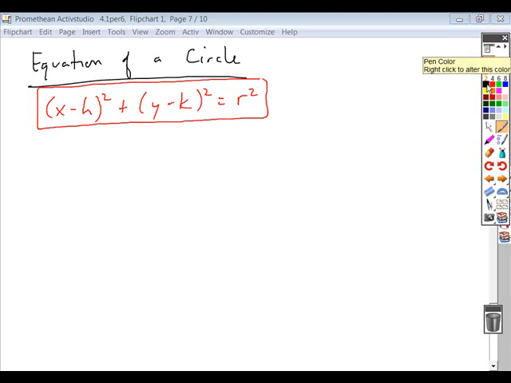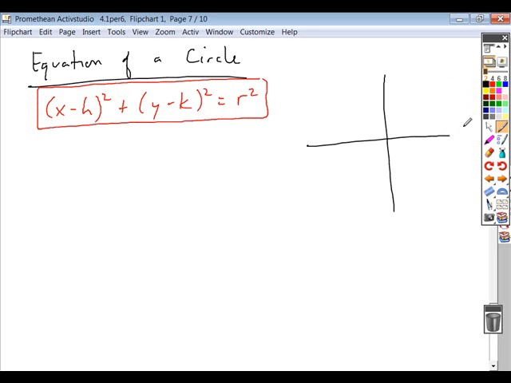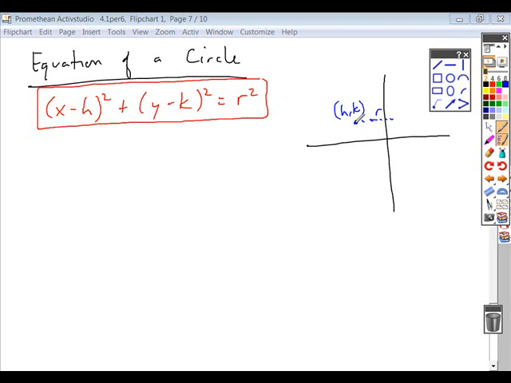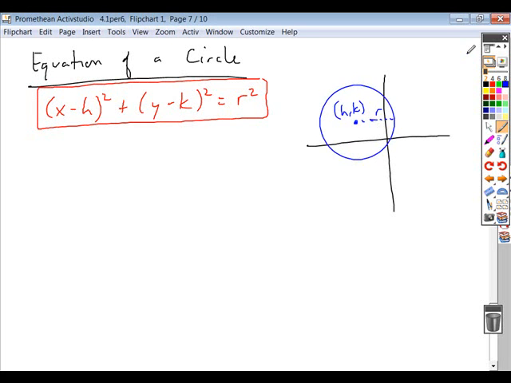Now, this is based on something that you should be familiar with, and that is if I gave you a circle with the center (h, k), and I said it had some radius r. Okay, so here is the circle that's represented there. Any point that falls on this circle right here has the coordinates (x, y), some (x, y) that fit for this equation.